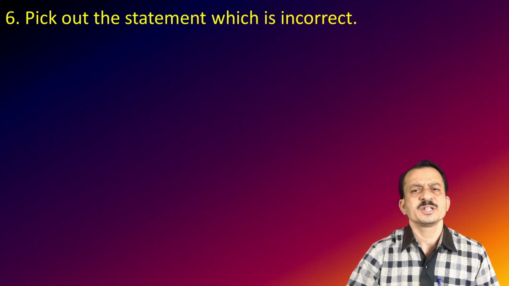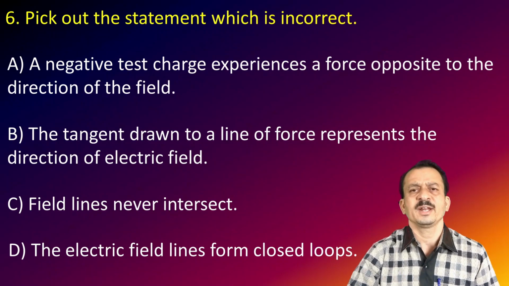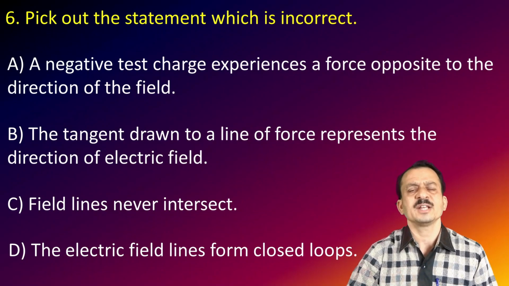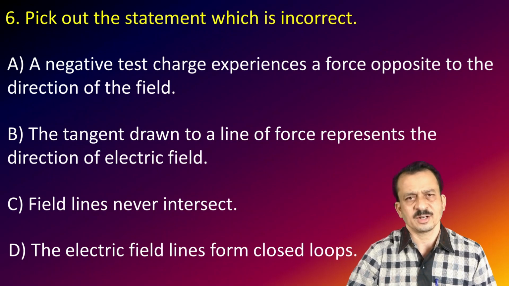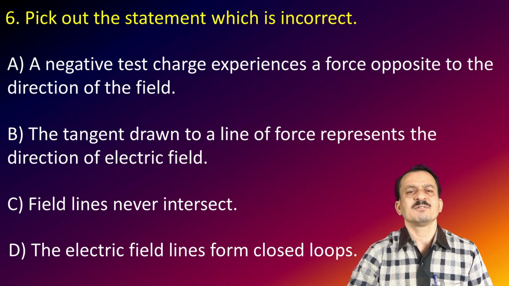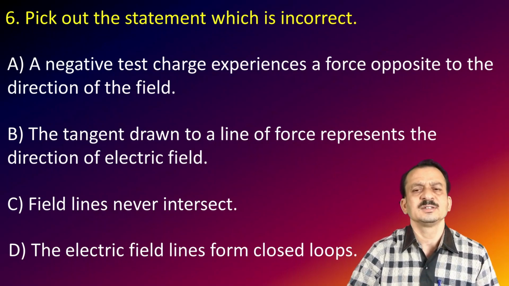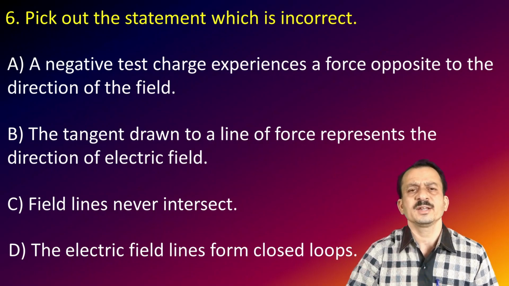Pick out the statement which is incorrect. A, a negative test charge experiences a force opposite to the direction of the field. B, the tangent drawn to a line of force represents the direction of electric field. C, field lines never intersect. And D, the electric field lines form closed loops. Now here they have given the properties of electric field lines.